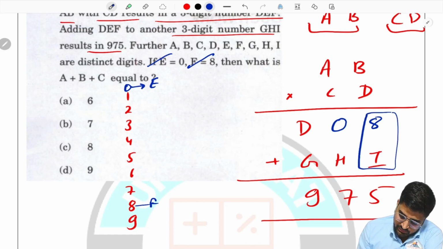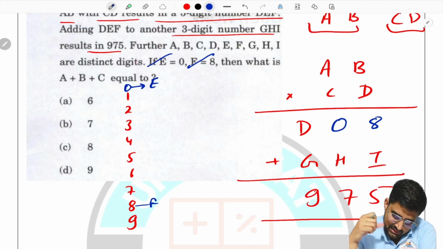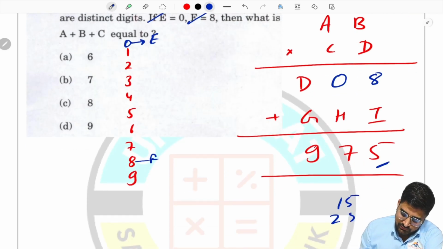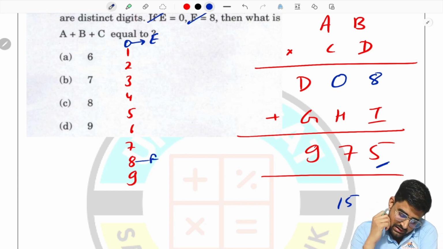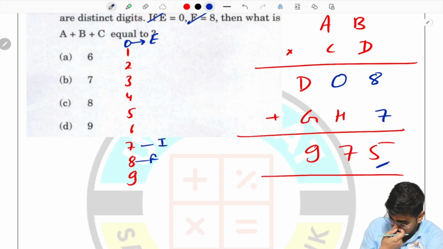Now if we take 8 plus I is equal to 5, this is going to be either 15 or 25. 25 is not possible because it's a single digit, so 15 is the only chance we have. So I should be 7, because 8 plus 7 is equal to 15. We have I place 7.